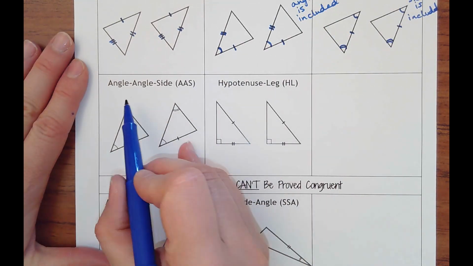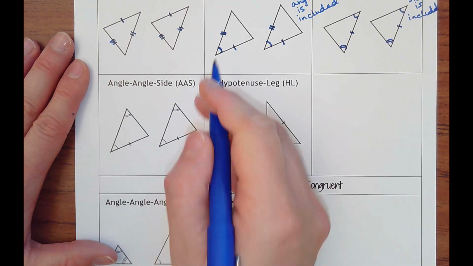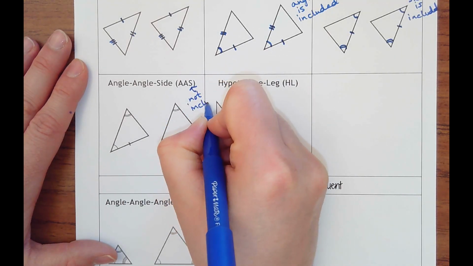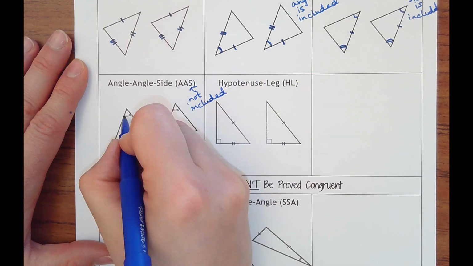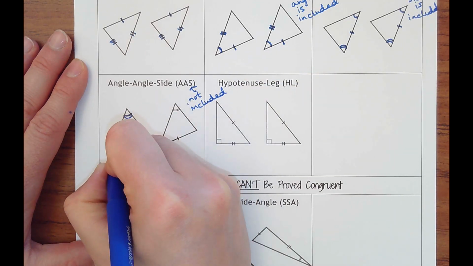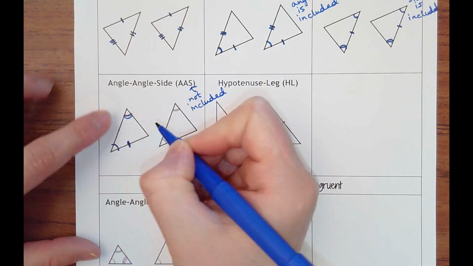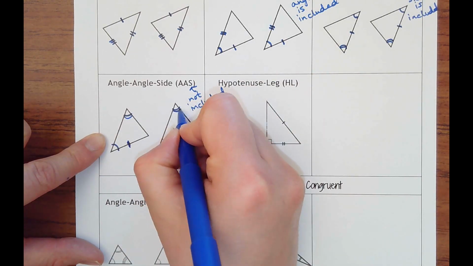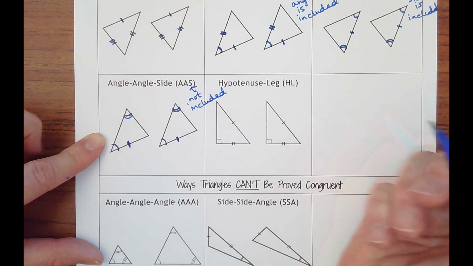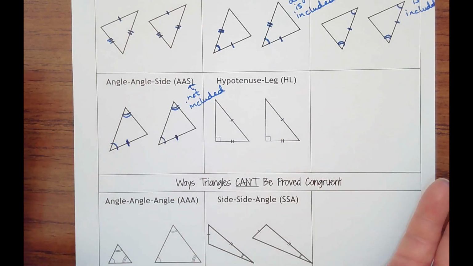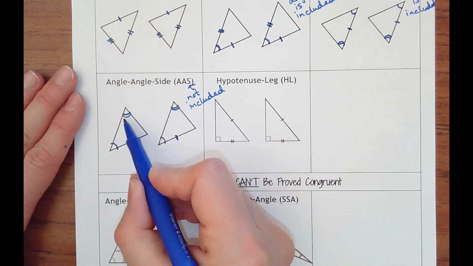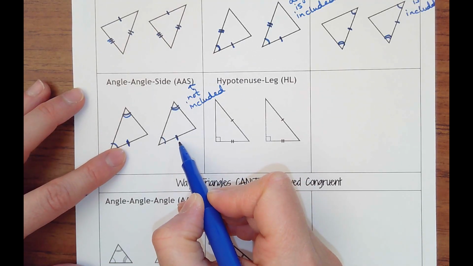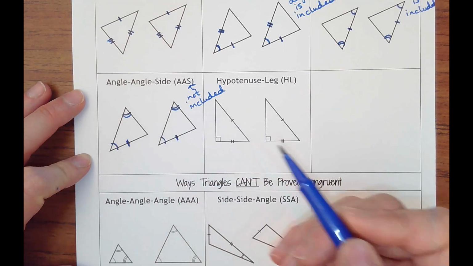The other way is having angle, angle, side. So now the side is not included. So I go angle, angle, and then the side is not the side that's between them, like we just talked about. Angle, an angle, and a side not included. That would be sufficient, because that's still saying that really all three angles are the same, and one of the sets of sides are the same, so we know they're the same.